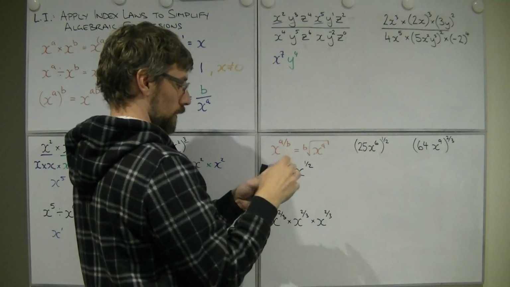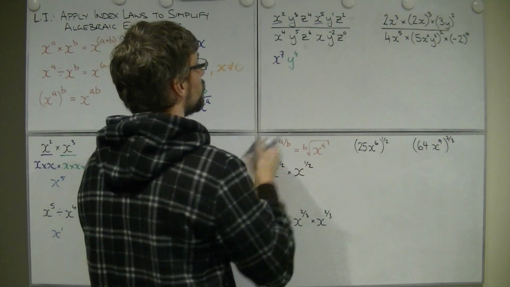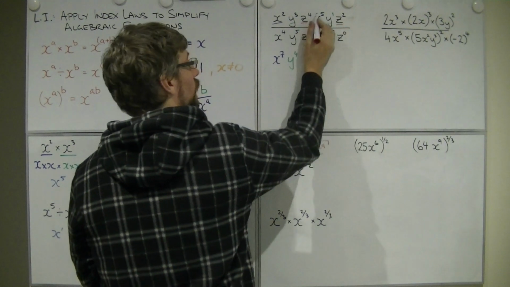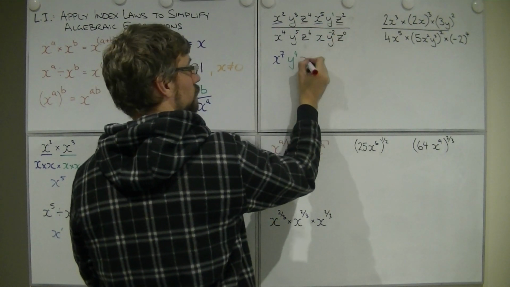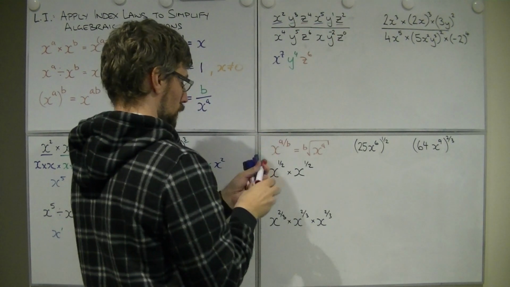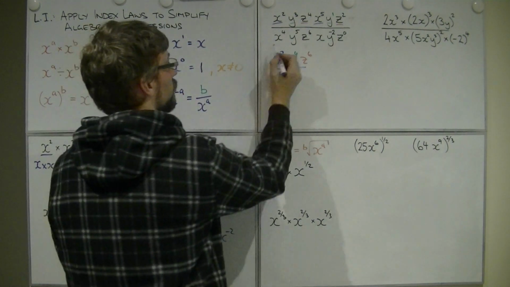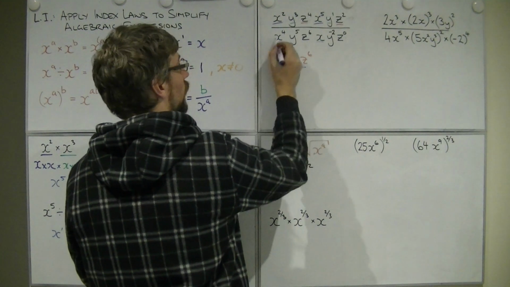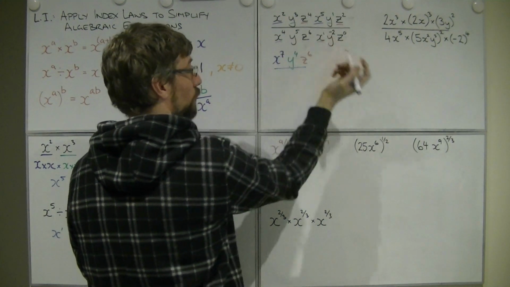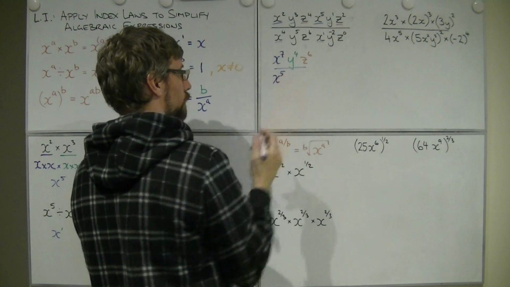Remember? Go red. Z. Z to the 4, z to the 2. Z to the 6. All over. X's again. Use the same colour. X to the 4 and x, which is an x to the 1. So that's x to the 5.